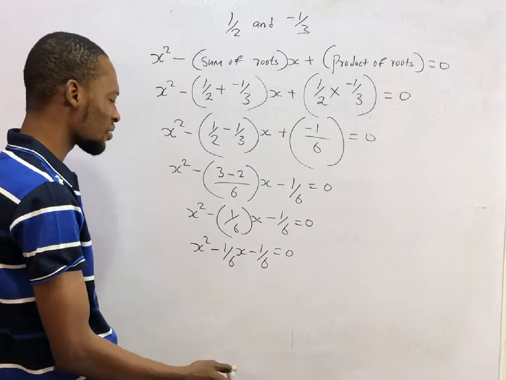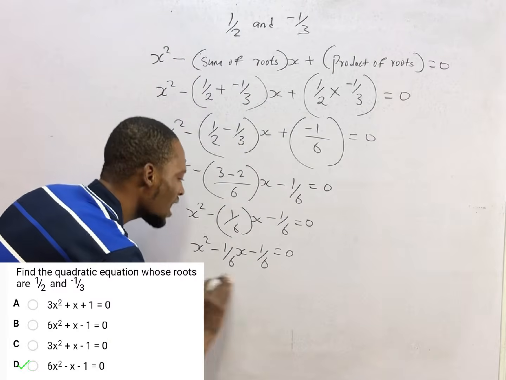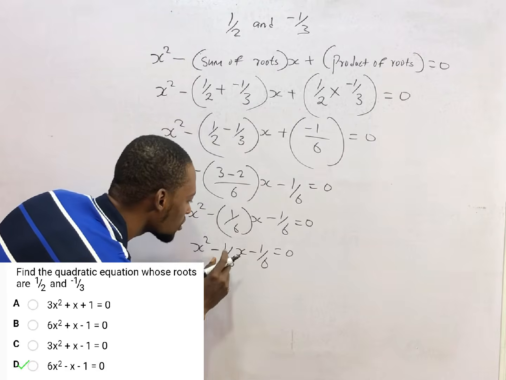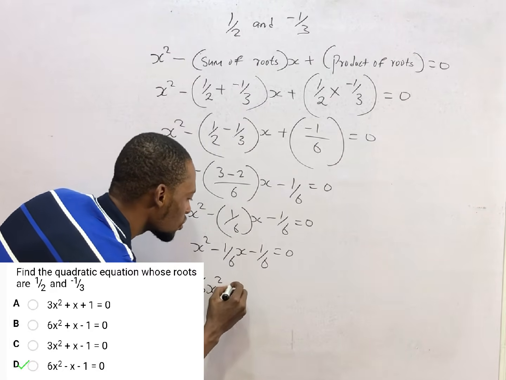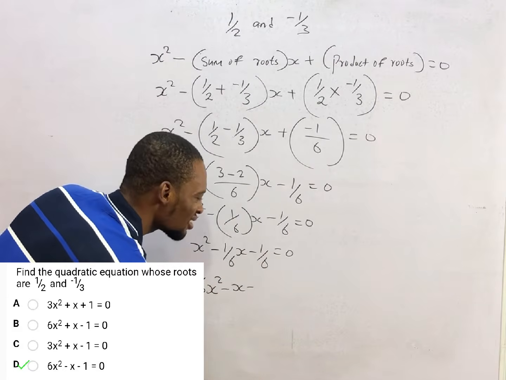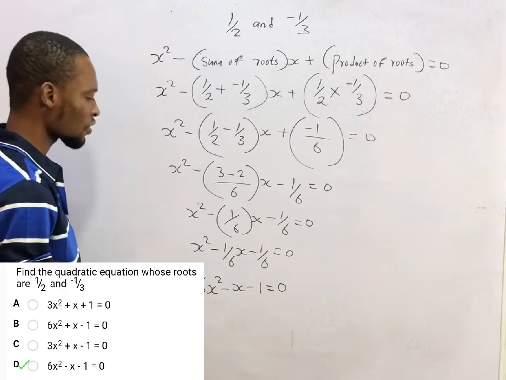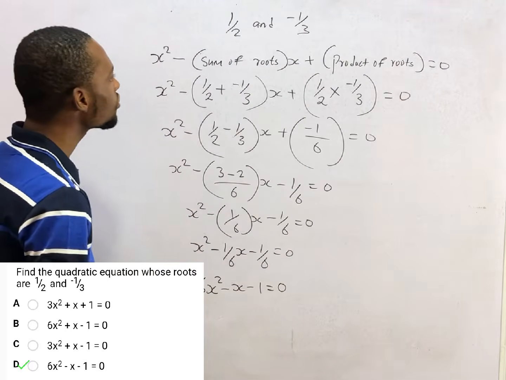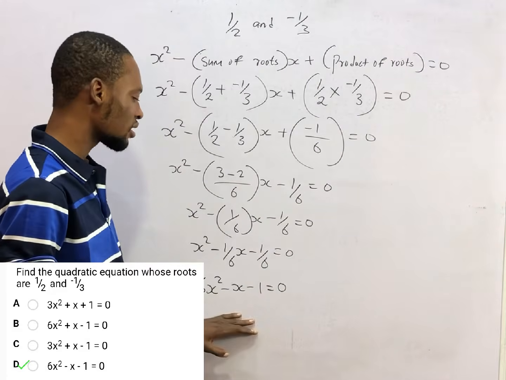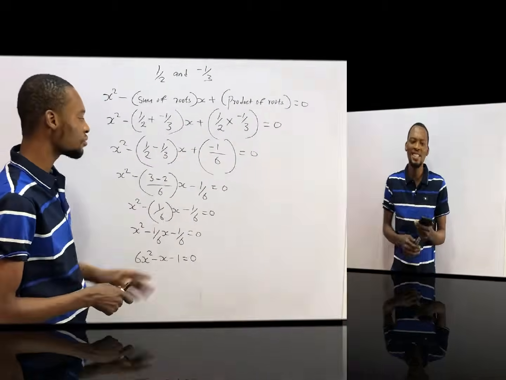Now to remove the fraction, we can choose to multiply everything by 6. If you multiply everything by 6, this one becomes 6s squared, minus 6 times 1 over 6 is 1, so s remains, minus 6 times 1 over 6, 1 remains. So this is minus 1 is equal to 0. So the quadratic equation whose roots are 1 over 2 and minus 1 over 3 is this. You can confirm by solving this quadratic equation. You will get these roots.